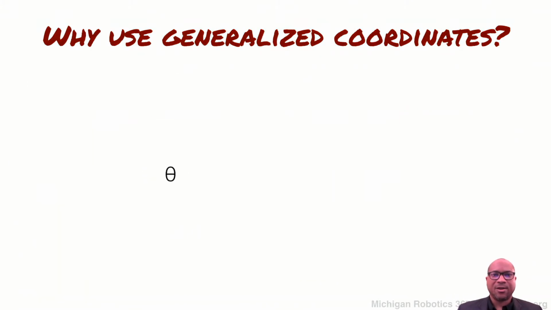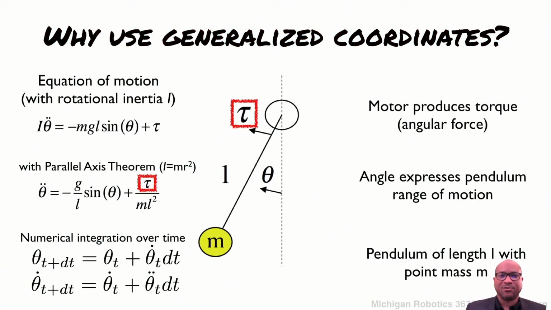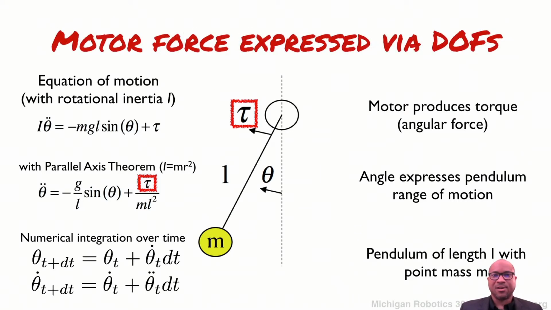When we think about those generalized coordinates, if we come back to our pendulum, you should note that when we're looking at our motor torques and how they're applied and related to our system, motor force is expressed with respect to these degrees of freedom. They are a much better match to how our controls are actually going to be applied to the robot. And so these motor forces are really important.